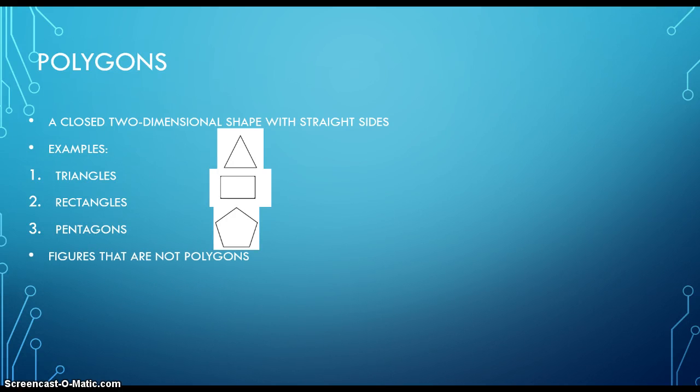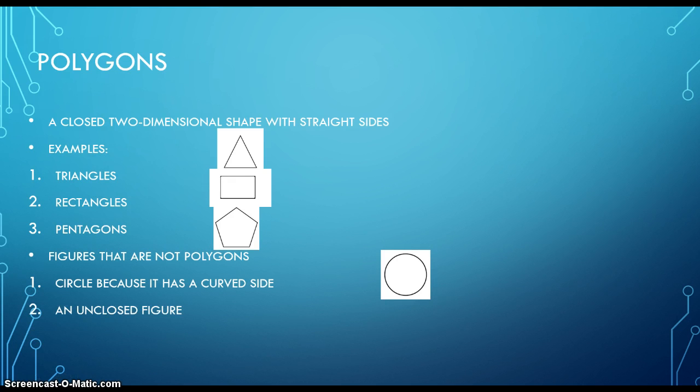Now we do know some figures that are not necessarily polygons. A circle, because it has a curved side. It is a closed figure, but since it has no straight sides, we cannot define it as a polygon. A second is any unclosed figure, which I have as an example over here. As you see, there are 2 points that do not connect together in an open space, therefore it's not closed.